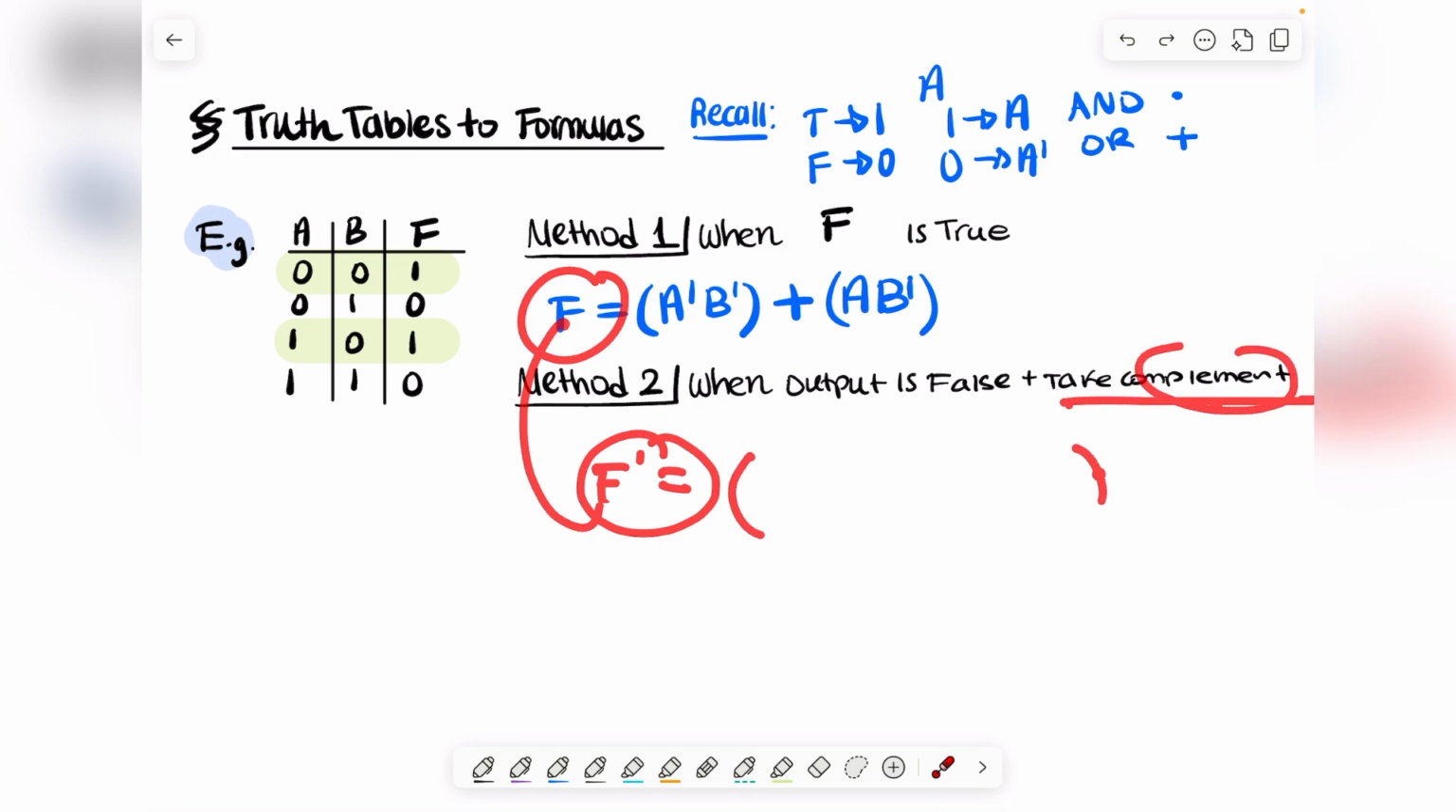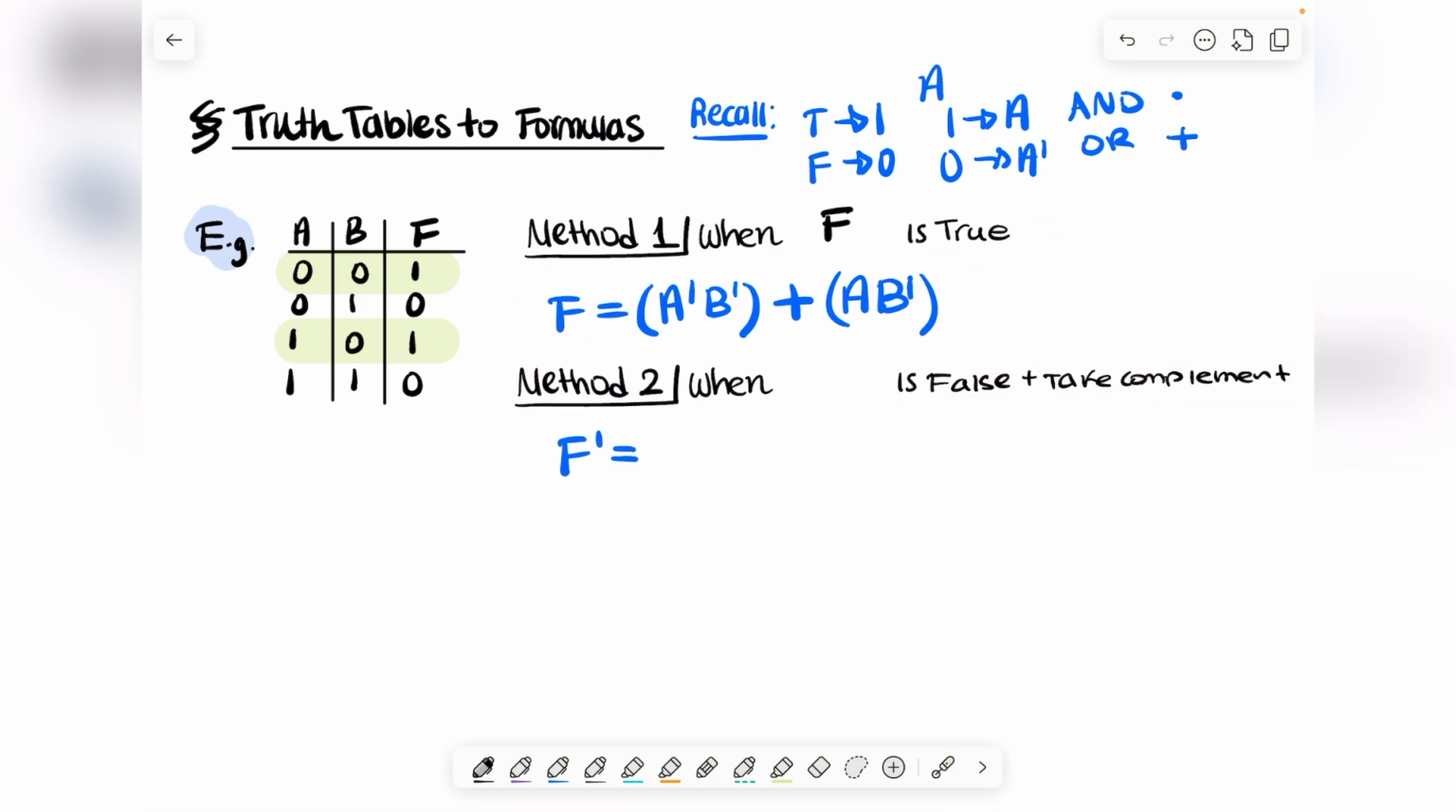So if F prime is going to be all of the cases for when the output is false, if we take the opposite of that, the complement, then we're taking the opposite of all the false cases, it's going to give us the true cases. And so we're going to get F. So the output, remember, is F, and we're looking for when it's false. False means it's 0, so we're looking for when F is 0, that's here and here. So the first case when F is 0 is when A is false and B is true.